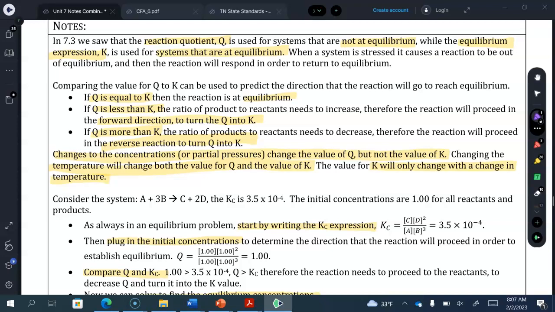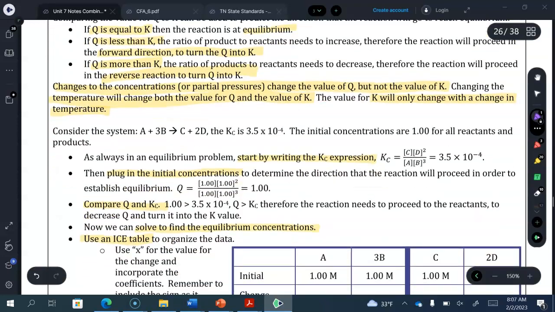If Q is greater than K, the ratio of products to reactants needs to decrease. We need to increase our denominator and decrease our numerator. Therefore, the reaction will proceed in the reverse direction to turn Q into K. Changes to the concentrations or partial pressures change the value of Q, but not the value of K. Changing the temperature will change both values for Q and K. The value for K will only change with the change in temperature.